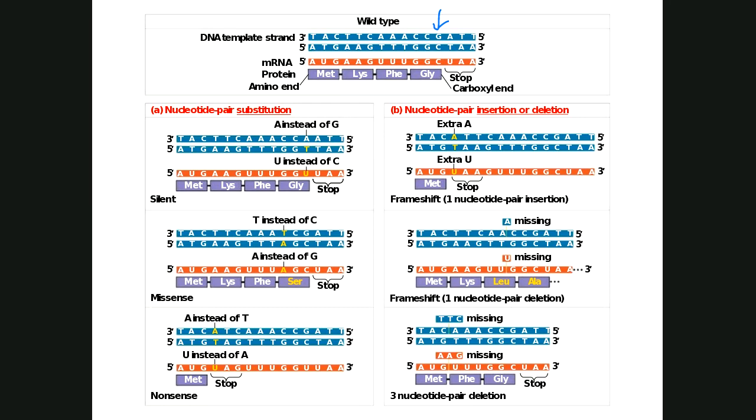The missense, depending on the amino acid, maybe a little effect, maybe a lot of effect, maybe a middle effect, and then a nonsense would have a tremendous effect because you're not making anything at all. So you can do that with a nucleotide pair substitution. You can do it with a nucleotide pair insertion or a deletion. This is what we call a frame shift error.